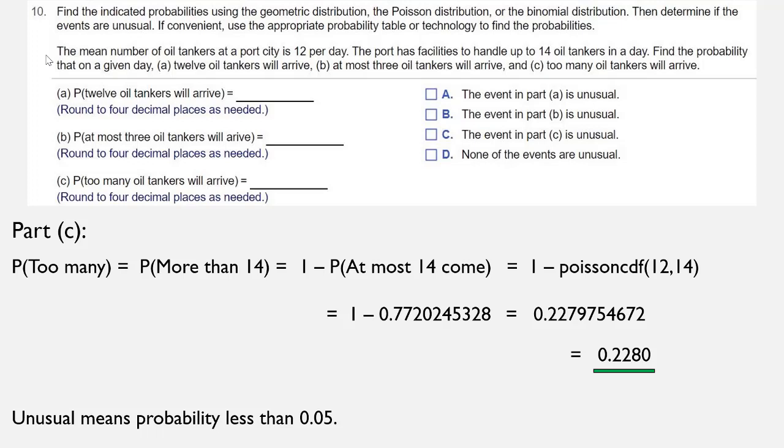If we think back to part A, which was the question about exactly 12 oil tankers arriving, that probability was 0.1144. That's more than 0.05. But the probability from part B, which is at most 3 oil tankers arriving, was 0.0023. That's less than 0.05. So the answer in part B would be unusual because it was smaller than 0.05. And that's your answer.